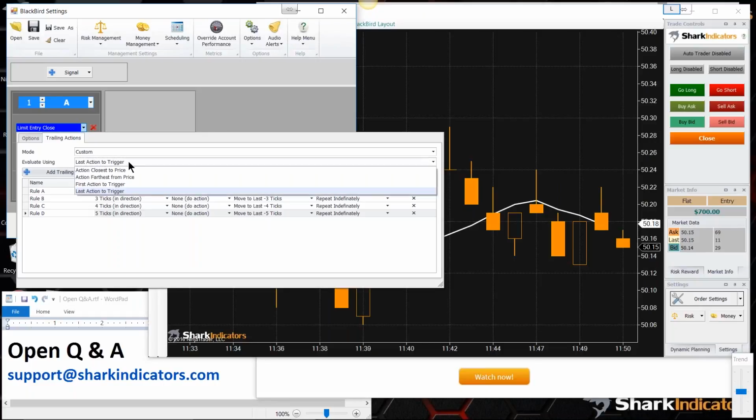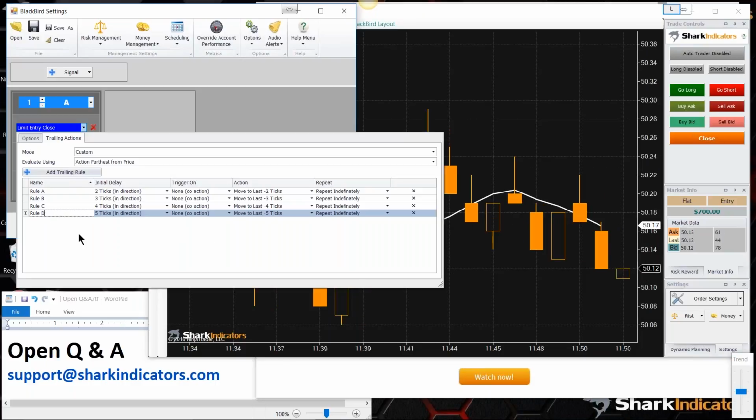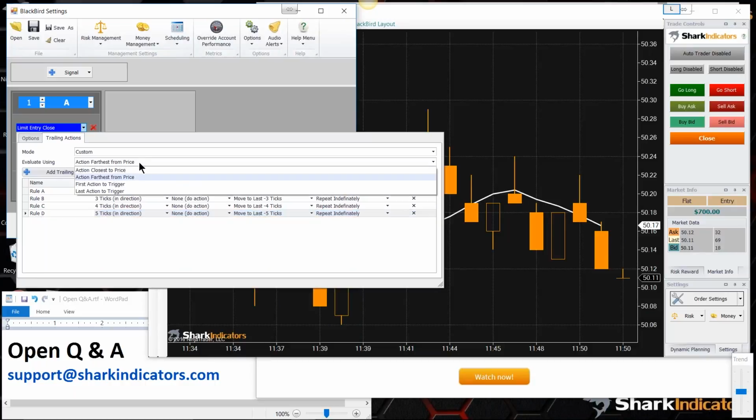So, just to summarize, I've got 4 rules here, and eventually the initial delay is going to be met for all these rules. That means all 4 rules are going to be wanting to move my order. So you have to figure out which one of these 4 rules has priority to move that order, and this gives you 4 different options to choose that priority.